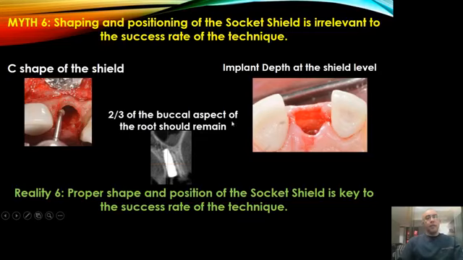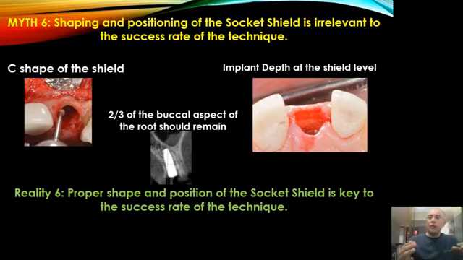Two thirds of the buccal aspect of the root should remain, and as we can see, implant should be placed, and at least two thirds of the shield should be intact with the buccal plate. The main thing here, we need to pay attention to remove the apex itself, as we discussed, and personally, I think more contact between the shield and the bone itself, more PDL surface, will provide us with more stability of the shield.